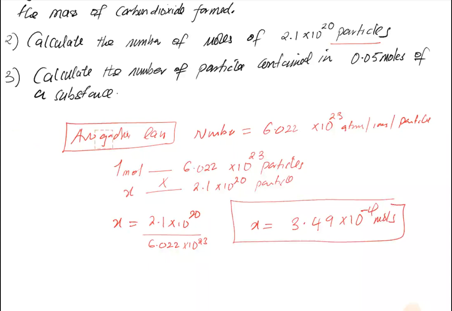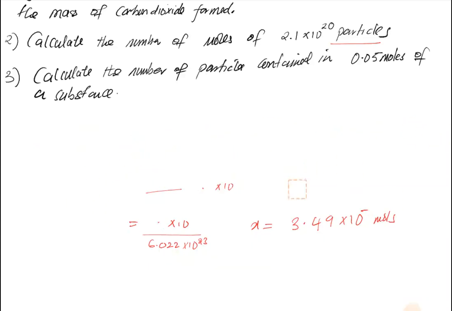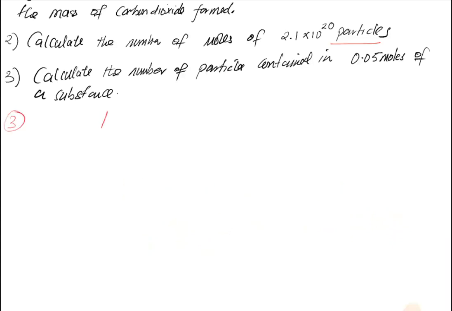All right, let's go to question 3. It's the same principle as question 2. So calculate the number of particles now. We know that 1 mole, according to Avogadro's constant number, contains this number of atoms or particles. We are still going to write particles here because we're dealing with particles. So we've got 0.05 moles given here, and we're looking for the number of particles.